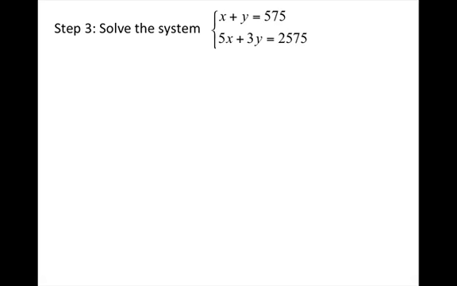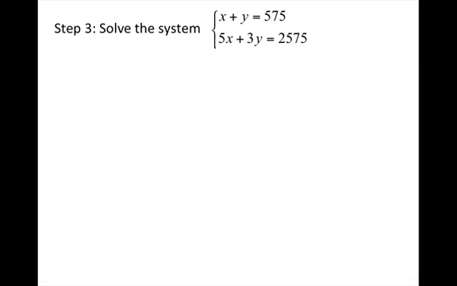In step 3, I want to solve this system. Now this is one where I would not want to use the graphing method because my intercepts for the first equation are each going to be at 575, and I don't want to graph that. So the easiest way to solve this system is going to be to use the elimination method. For my x's, I have a 1 and a 5, and for my y's, I have a 1 and a 3. It doesn't matter if you eliminate the x's or the y's. I'm going to do the y's just because the numbers are smaller.